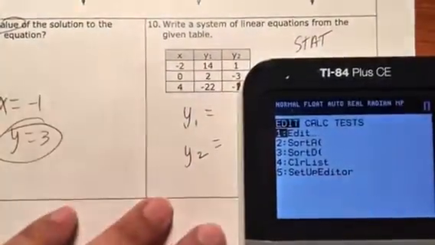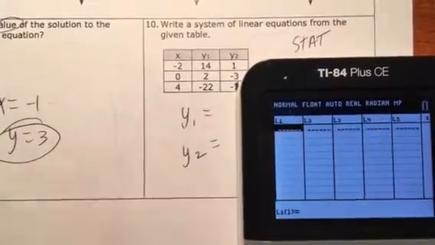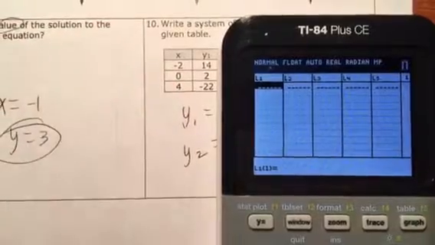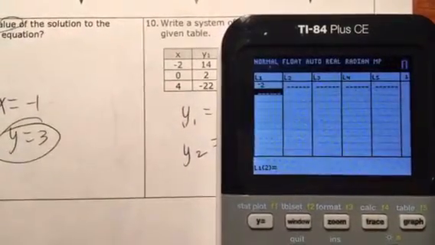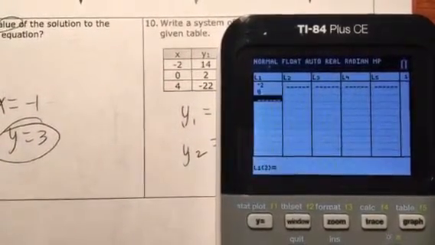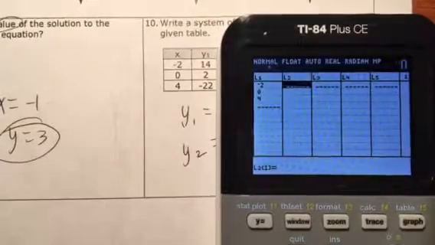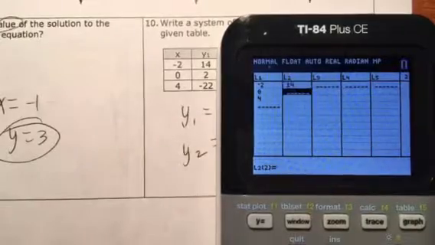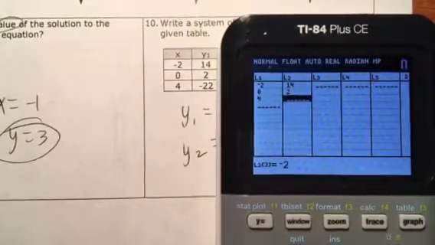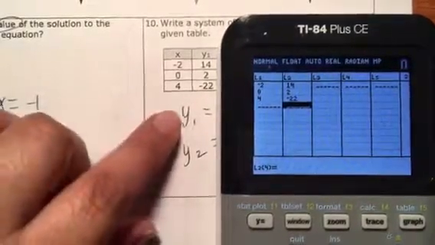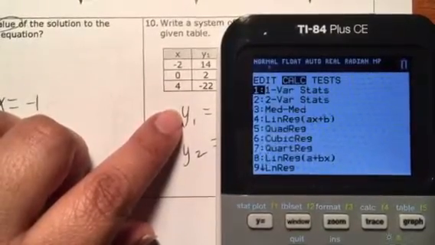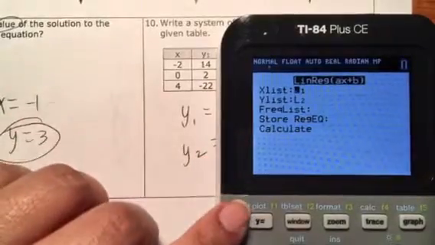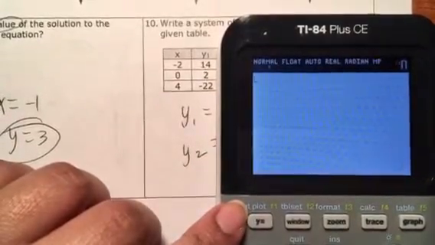So I'm going to press stat, I'm going to press enter, and I'm going to type in just this section right here. So -2, 0, and 4. And then in L2 I'm going to type in the y1s. So 14, 2, and -22. So now I'm going to go stat. I'm going to go to the left. I need the linear equation, so I'm going to press 4, and I'm going to press enter 5 times.